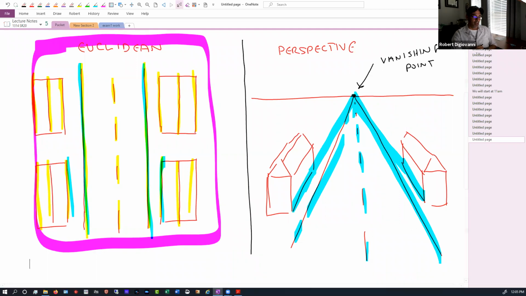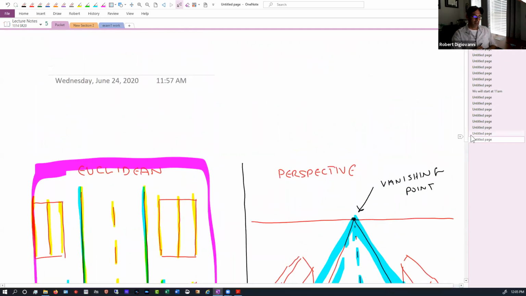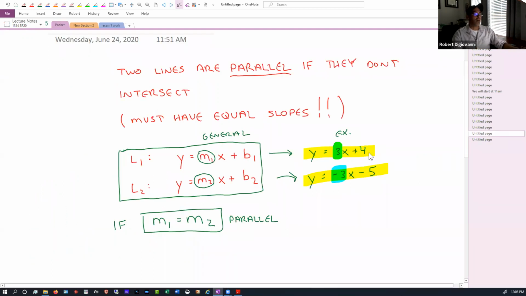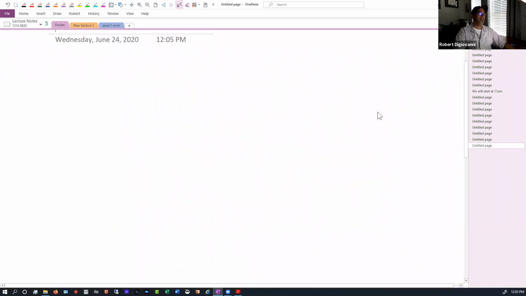All right. But for us in this class, two lines are parallel if they have the same slope. And that means they can't hit each other. So we're going to stick to that. I just want you to see that. Okay. Now, what about perpendicular lines? If you were to try and explain to me what two perpendicular lines are, how would you explain that?